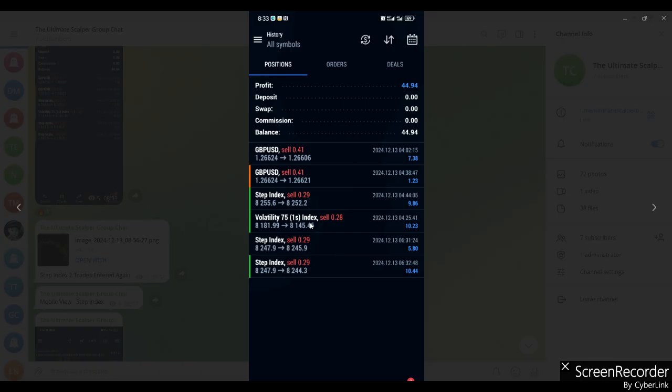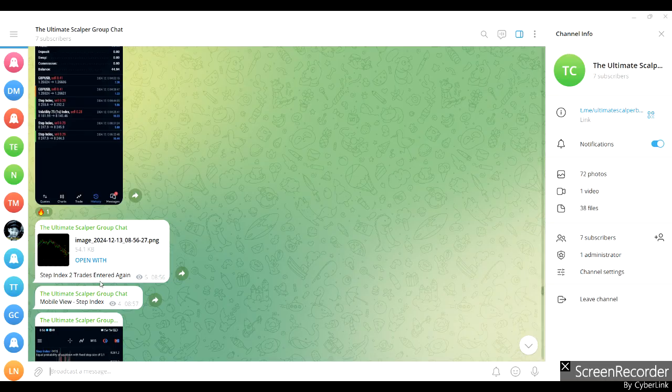Right, and then yeah, the third step index trade, I think it reversed, and then I closed it off. I closed the second trade as well. So the first one I manually closed, and then the other 2 automatically closed when it retraced.